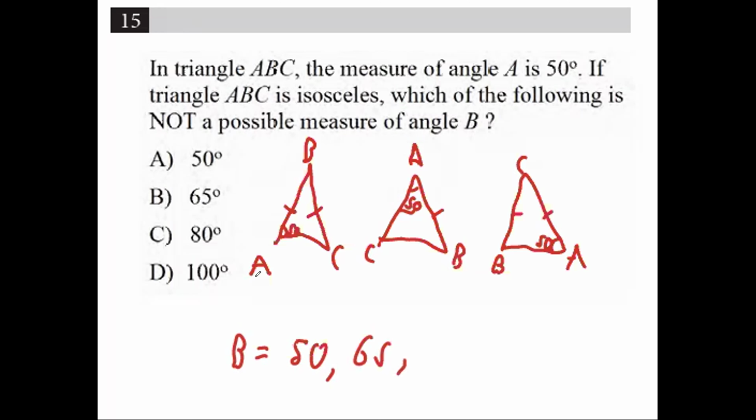And if it's this scenario, B can be, well, both of these angles A and C are the same, so that's 50 times 2, which is 100, and then 180 minus 100 is 80. So B could be 80 here. So these are all the values B could be, depending on which configuration is correct. So in this case, which of the following is not a possible measure of angle B, well, that would be answer choice D. It can't possibly be 100.